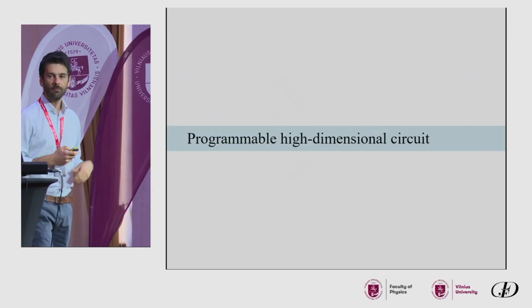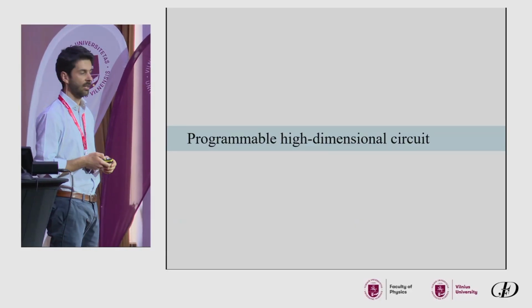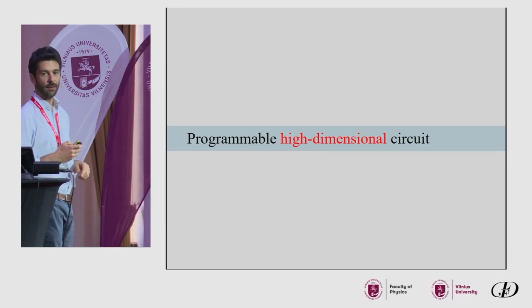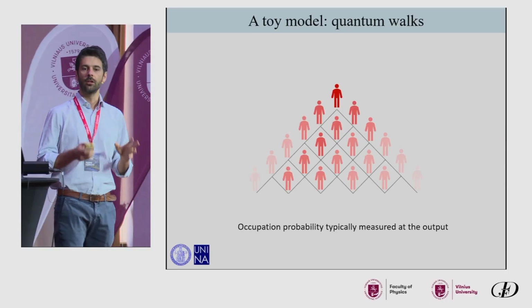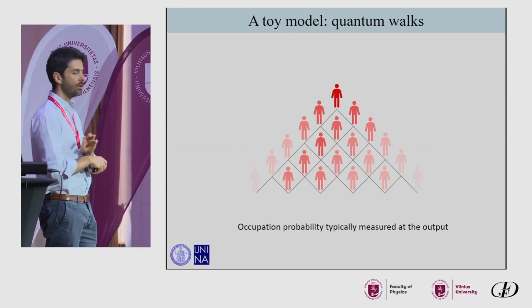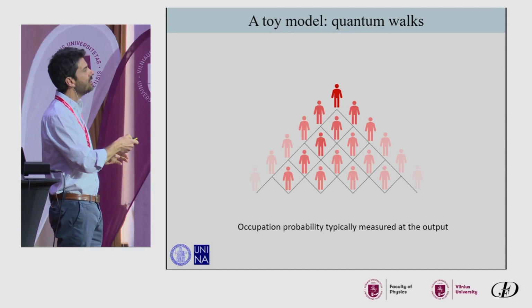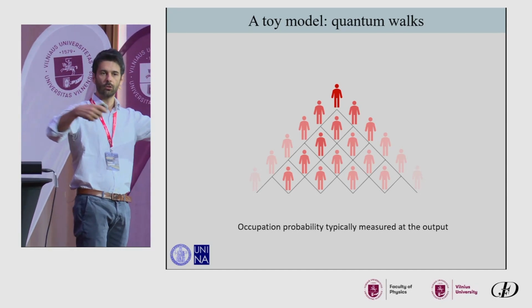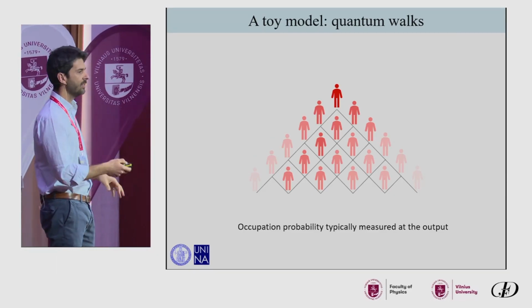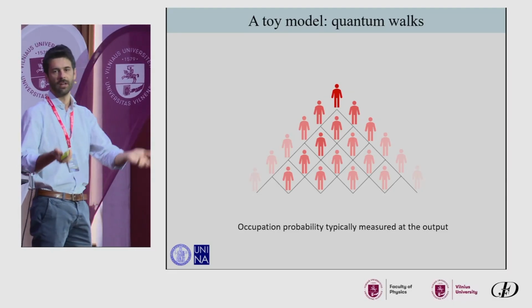So now let me come to the latest results, which are about programmable and high-dimensional circuits. Let's focus on the high-dimensional part first. The circuits we're implementing, the unitaries, are quantum walks. Quantum walks are very simple toy models for quantum dynamics, and essentially they describe the dynamics of a particle starting from a lattice and spreading through the modes of this lattice in a controlled way, so with a given unitary evolution or a given Hamiltonian.